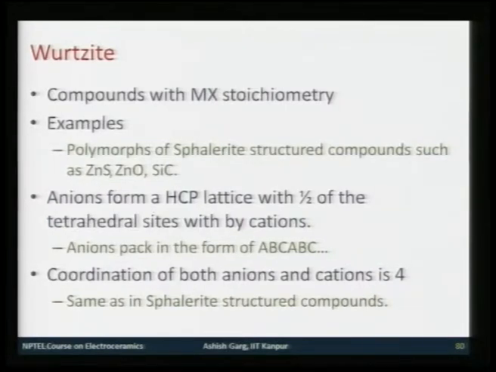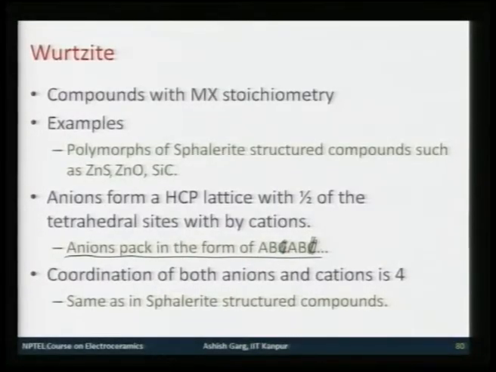So the anions form in the sequence AB AB AB, not ABC ABC. ABC ABC ABC would be true for the zinc sulfide or sphalerite structure. And the coordination of both anions and cations, just like in the zinc blende structure, would remain 4. So there is no change in terms of packing and interstitial site occupancy with respect to zinc sulfide, the zinc blende or sphalerite structure. The only change is that the anion packing is now AB, AB, AB instead of ABC, ABC, ABC.